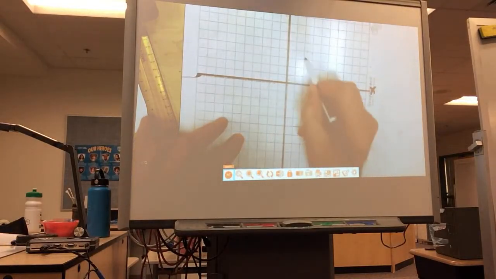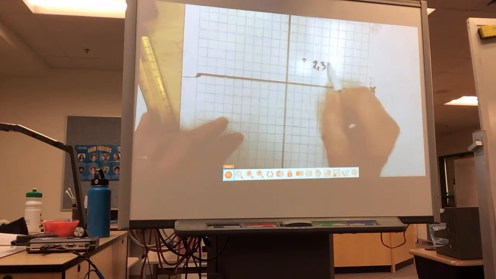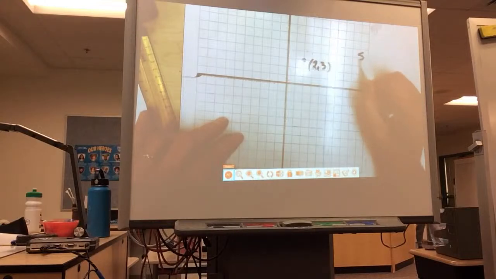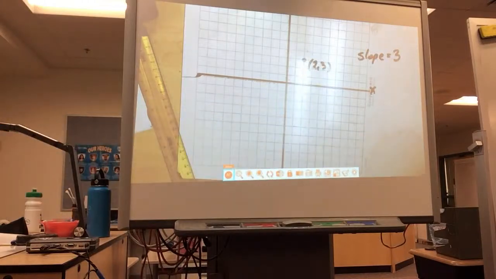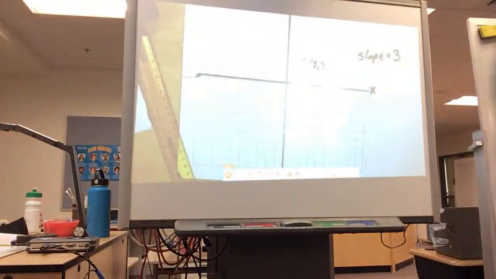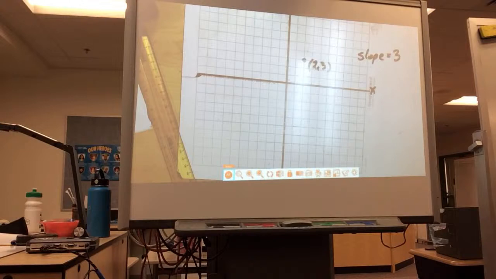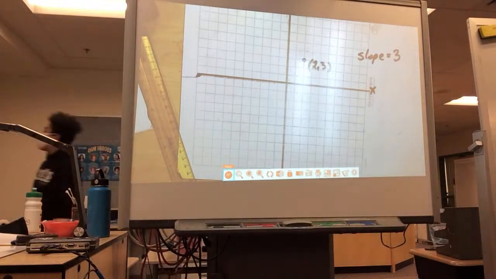So what did I say? (2, 3). If that's the point right there, (2, 3). And we want to have a line that has a slope of 3. Could you put the line on that graph now? Is that enough information? No? The point (2, 3) is on the line. It could be going any direction.